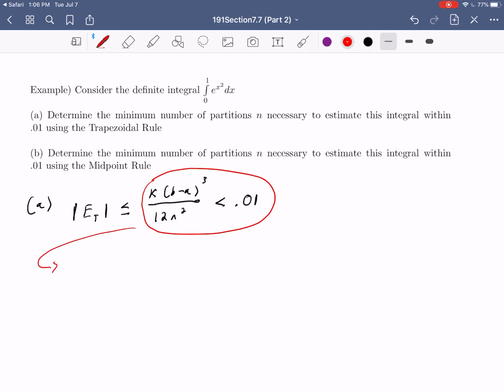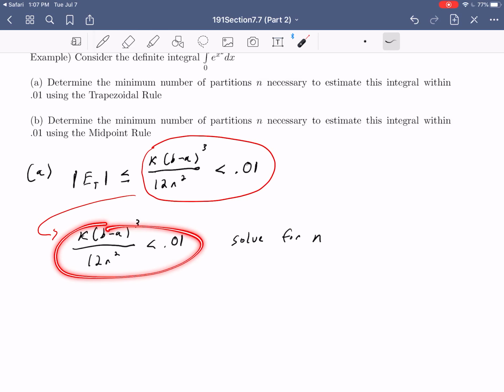Okay, we're going to pull this over here. And we're going to say we're going to take K(b − a)³ over 12n² less than 0.01, and our goal is to solve for n. How do we know that our goal is to solve for n? Because it says determine the minimum number of partitions n. So we know we're trying to find out n.